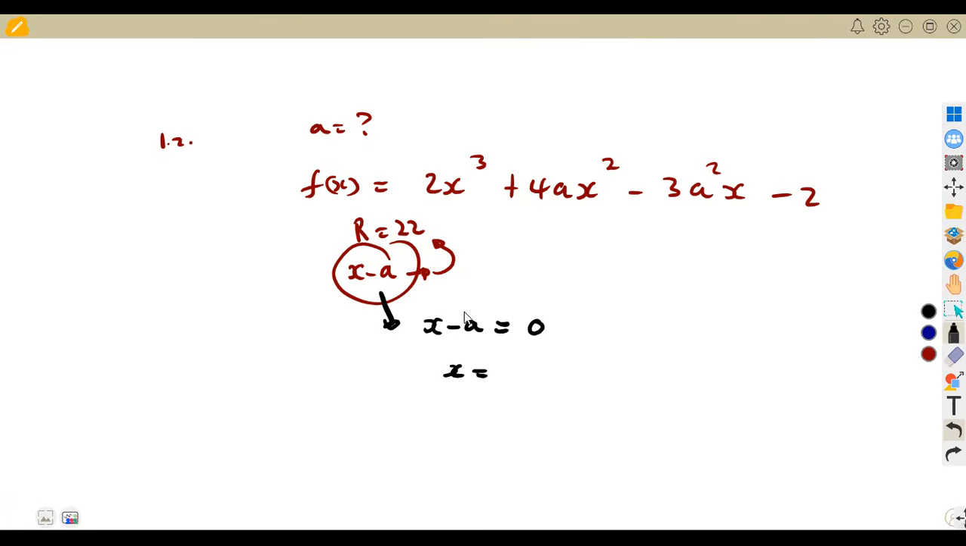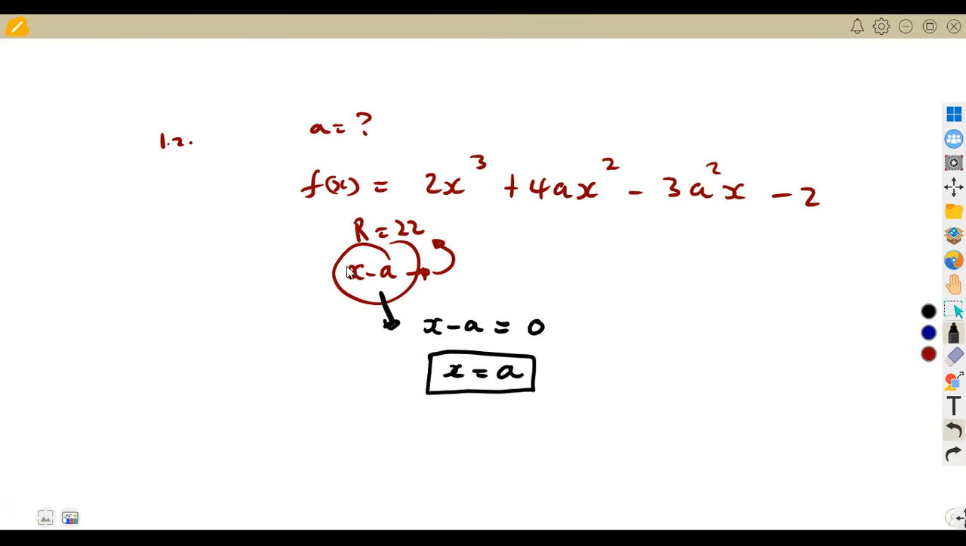So your x, in this case, if we transpose our negative a to the other side of the equation, it is going to be what? A positive a. So x is equal to a. Maybe x is equal to 2, or 3, or 4, whatever you're getting from there. That part, like I said, is not only for when you're dealing with a remainder or a factor. It happens for everything, whether it's a remainder or a factor.